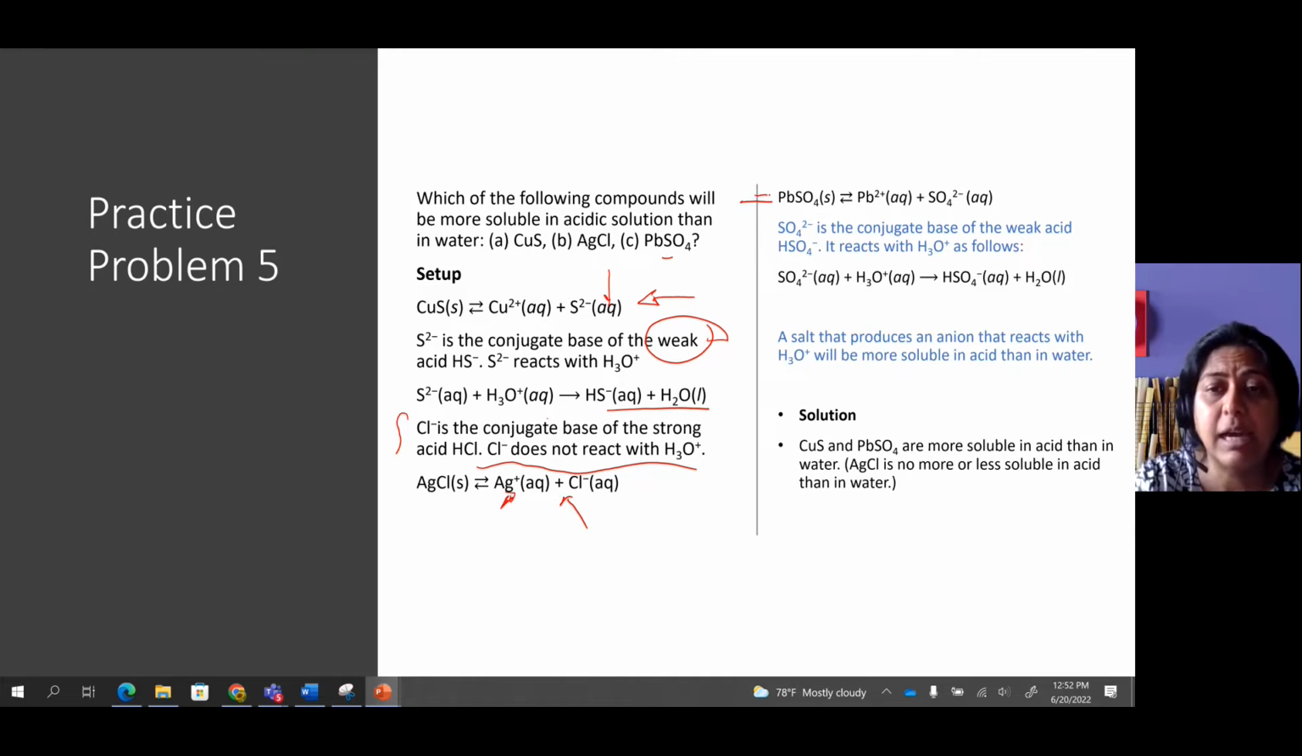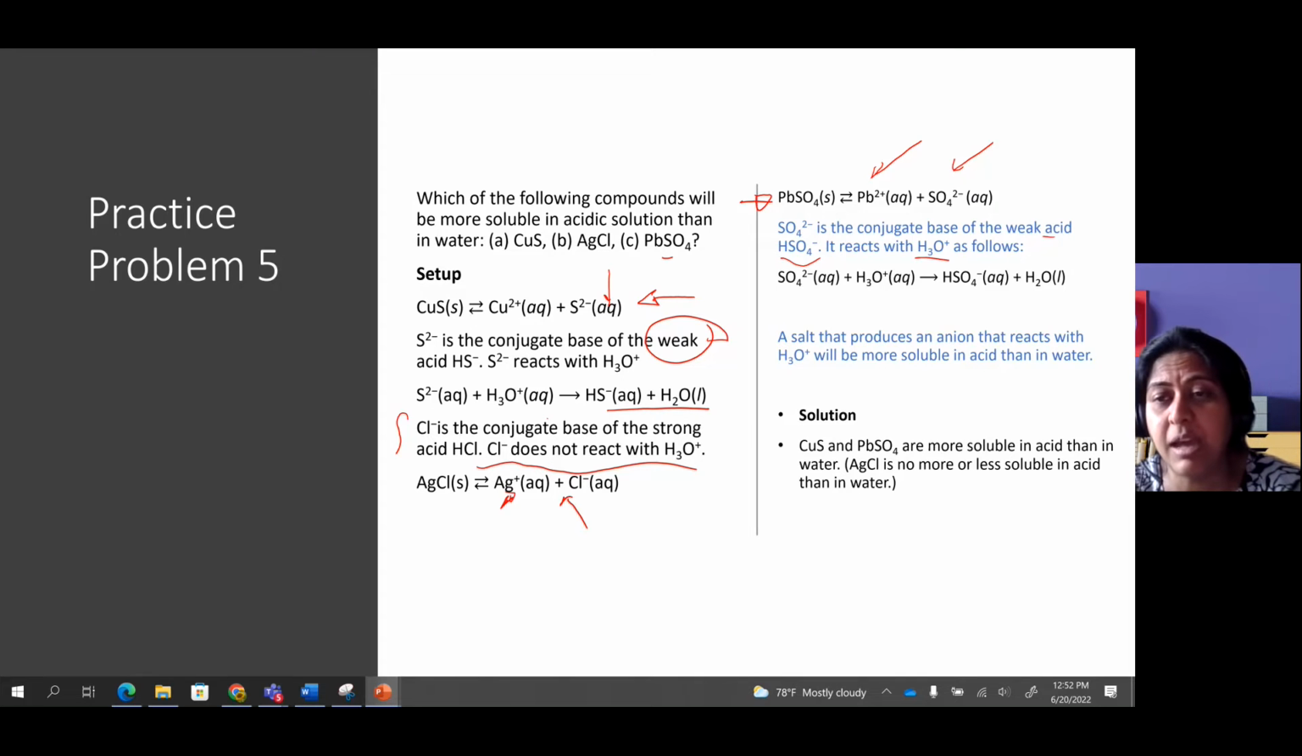Next, we talk about the lead sulfate dissociation. It produces lead ions and sulfate ions. Sulfate ion is a conjugate base of the weak acid bisulfate. So it reacts with the hydronium ions, making bisulfate ions and H2O. So again, increasing the H3O+ ions or decreasing the pH will increase the solubility of lead sulfate.